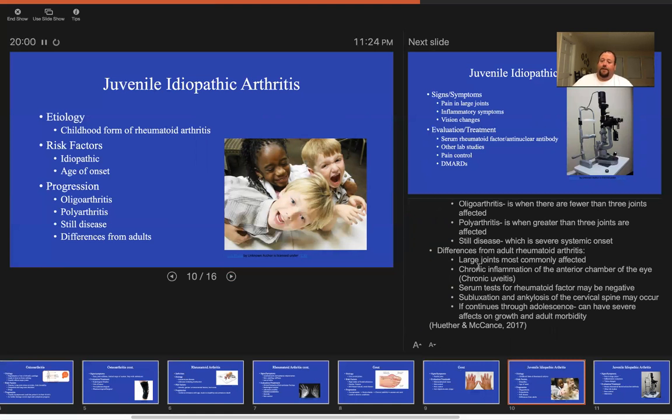There are differences between adult and juvenile rheumatoid arthritis. Large joints are mostly affected in the juvenile form. Chronic inflammation, such as of the anterior chamber of the eye, also known as chronic uveitis, is present. Serum tests for rheumatoid factor may be negative. Subluxation and ankylosis of the cervical spine may occur. If it continues through adolescence, patients can have severe effects on growth and adult morbidity.